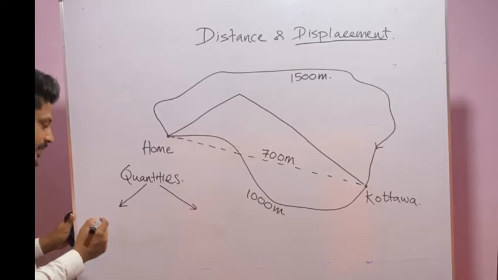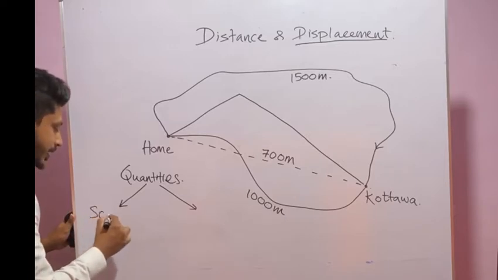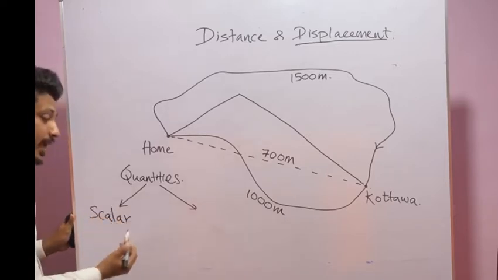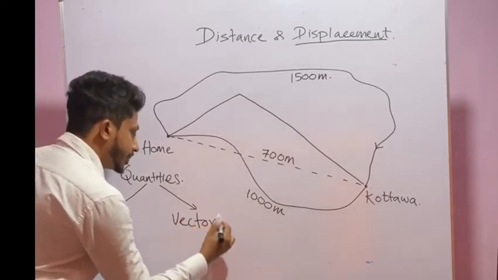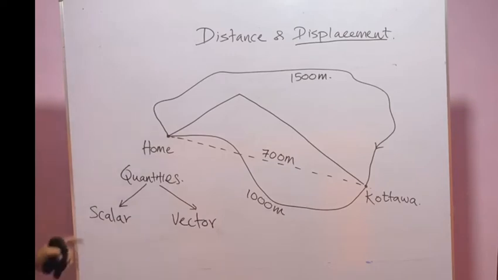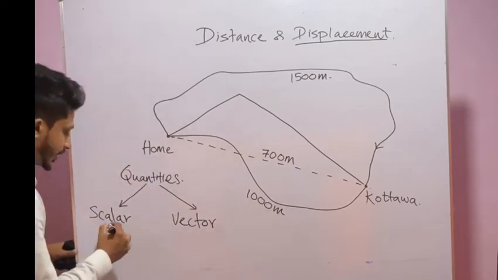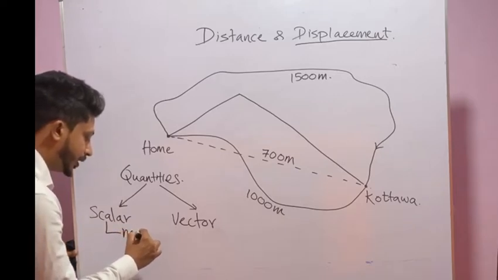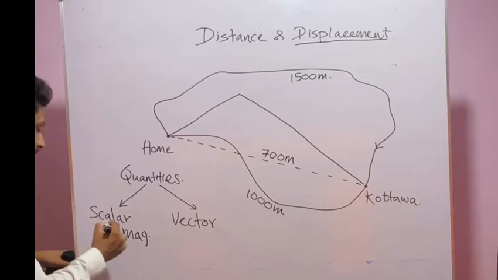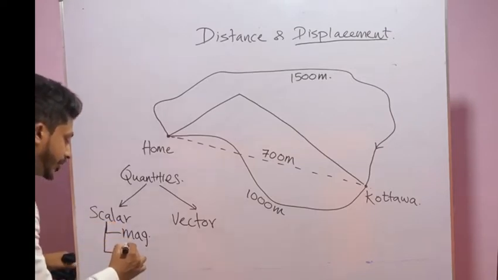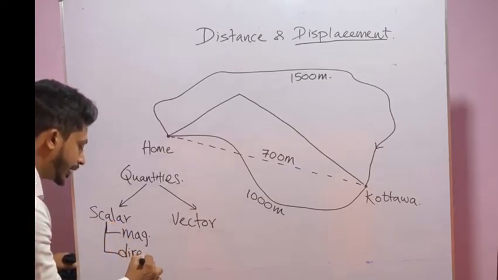What are the types? Scalar quantity and vector quantity. What is scalar quantity? It has a magnitude, but it does not have a direction.